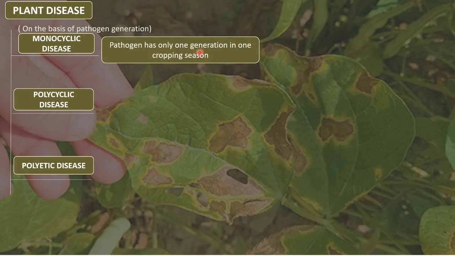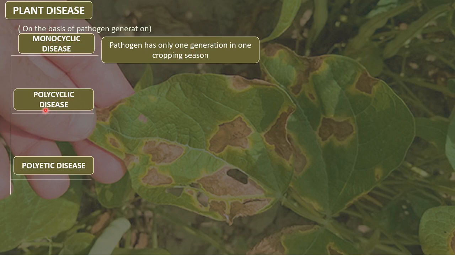Now, monocyclic disease is where the pathogen has only one generation in one cropping season, which means that when the favorable season will come, the pathogen, for example fungal spores, will have only one generation, that is only one cycle of infection. They will infect the particular host during one cropping season only one time. So there is only one cycle that they will complete. So that is called monocyclic disease.